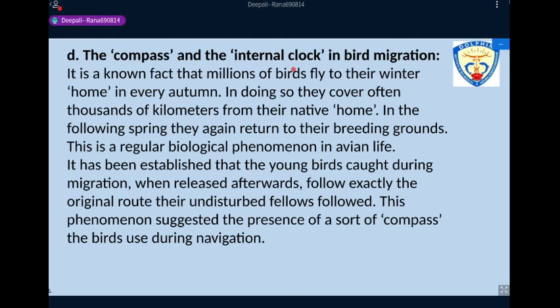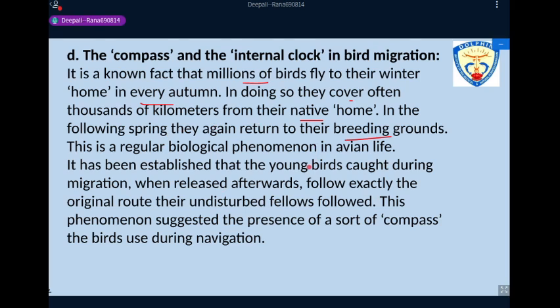then the compass or the internal clock that exists in the bird's body is commonly seen in some of the species. Millions of birds fly to their winter home every autumn, and by doing so they often cover thousands of kilometers from their native home, and in the following spring they again return to their breeding grounds.